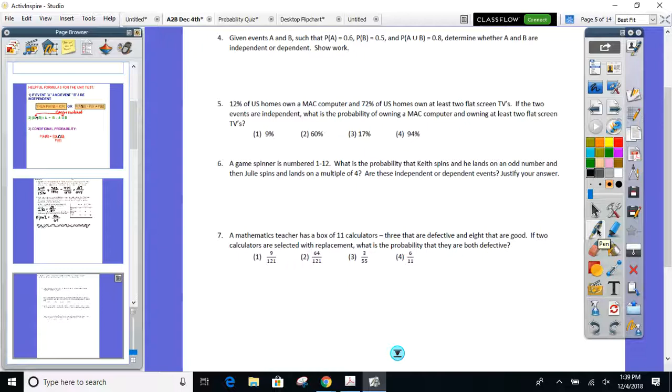Okay, we got a spinner, 1 through 12. Keith spins and gets an odd number. Julie spins and gets a multiple of 4. First, let's figure out that probability.